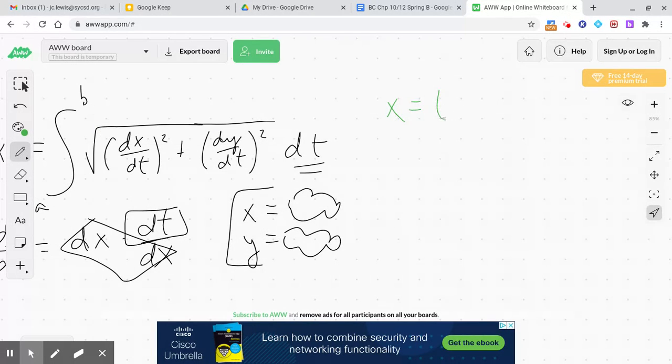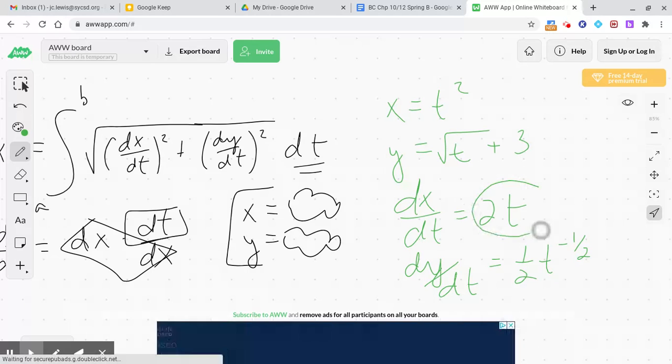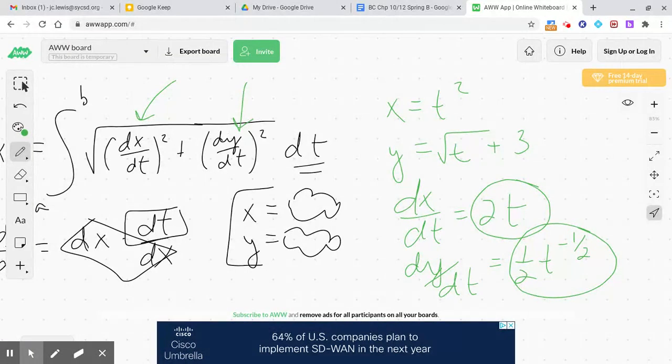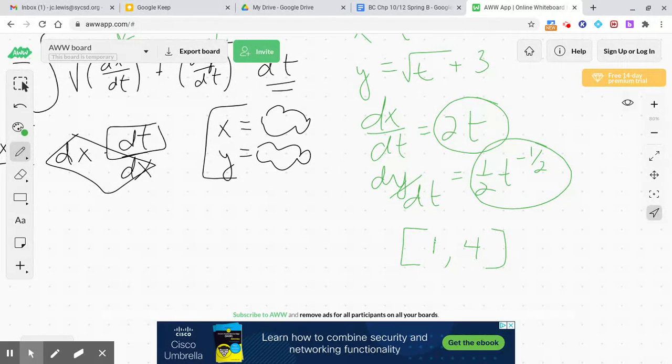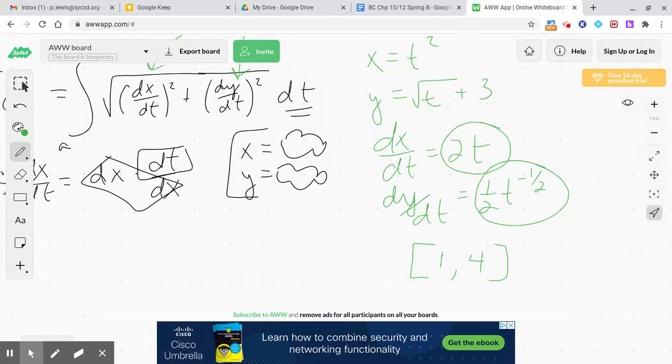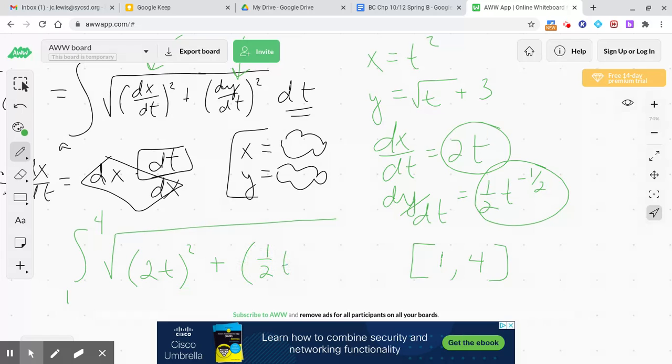Let's use x equals t squared and y equals root t plus 3. Well, let's see. dx/dt is equal to 2t. dy/dt is simply 1/2 t to the negative 1/2 power. And all I have to do is put these two in for dx/dt and dy/dt over some interval. Maybe I want the interval from 1 to 4, and again, this is a time interval. So my final arc length integral would be the integral from 1 to 4 of the square root of (2t) squared plus (1/2 t to the negative 1/2) squared, dt.